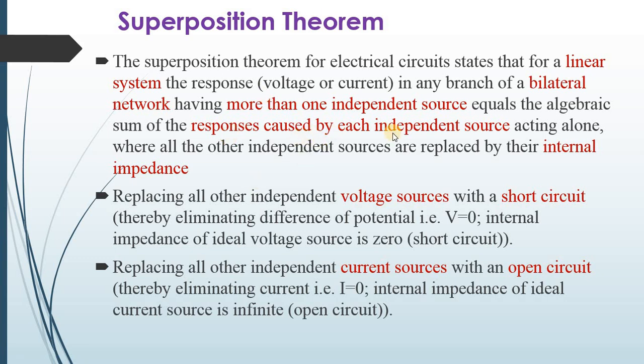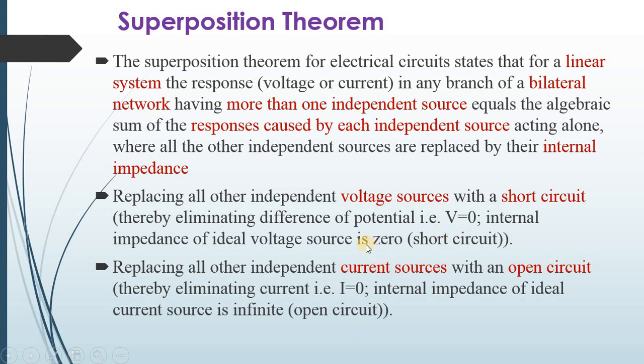We'll discuss this later. While solving with the superposition theorem, the independent sources are replaced by their internal impedances. If there is a voltage source, then it should be replaced by a short circuit. That means the internal impedance of an ideal voltage source is 0, which is a short circuit condition.